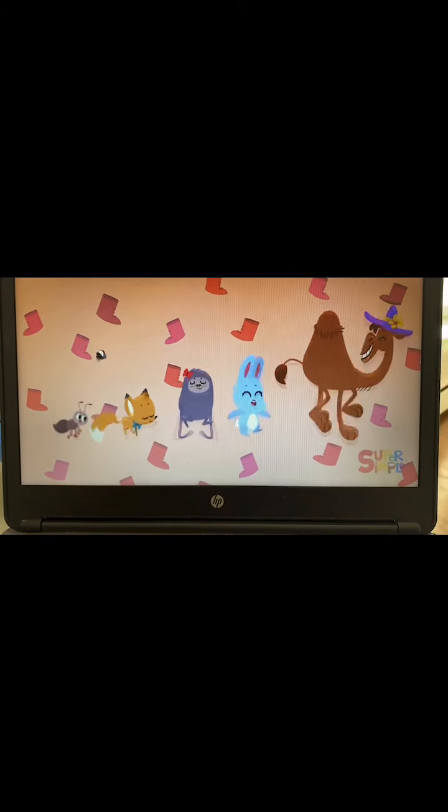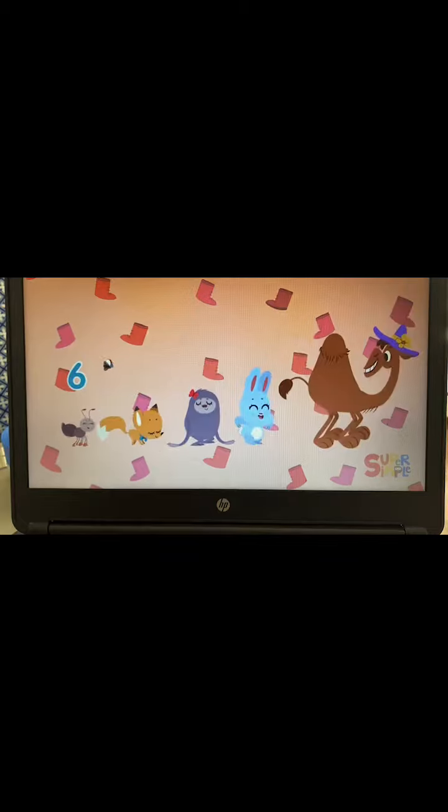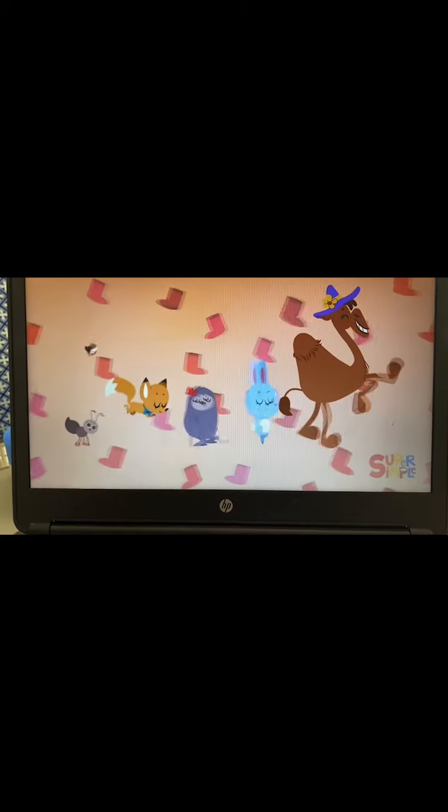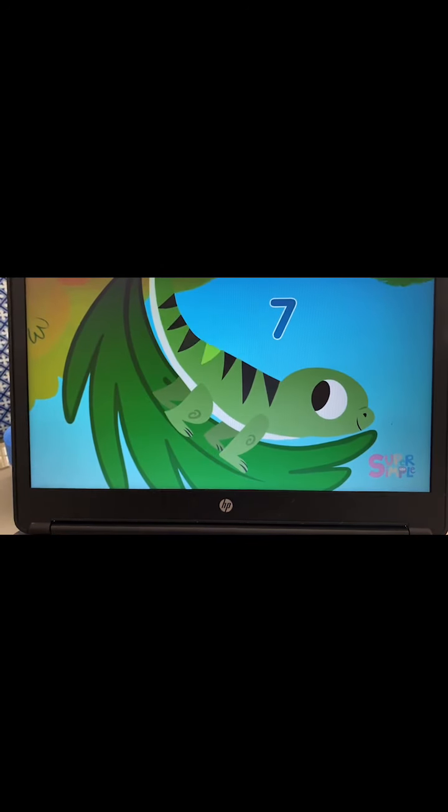Andy the ant has 6 legs. Go, Andy, go. Larry the lizard has 7 stripes.